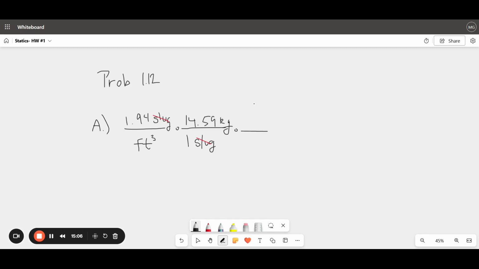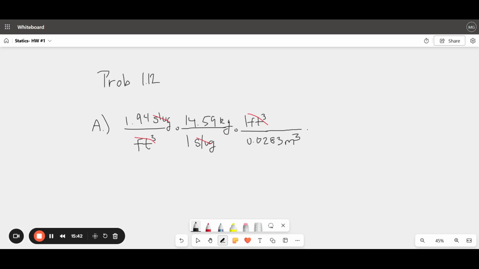Your next conversion is going to be 1 foot cubed over 0.0283 meters cubed. And that's going to cancel out our feet cubed. So notice now that we just have kilograms over meters cubed.